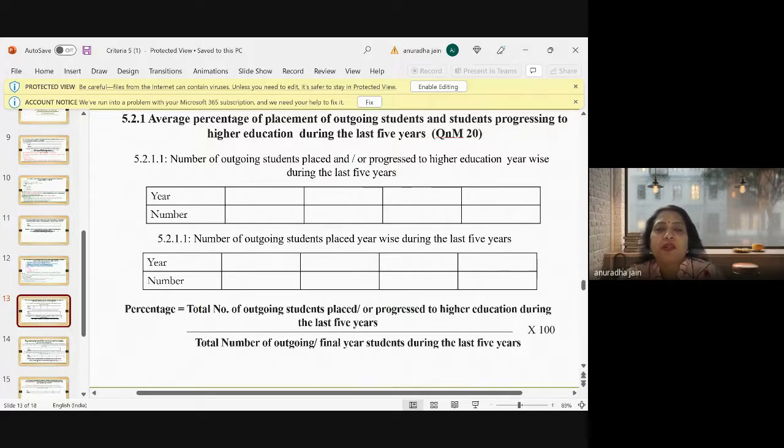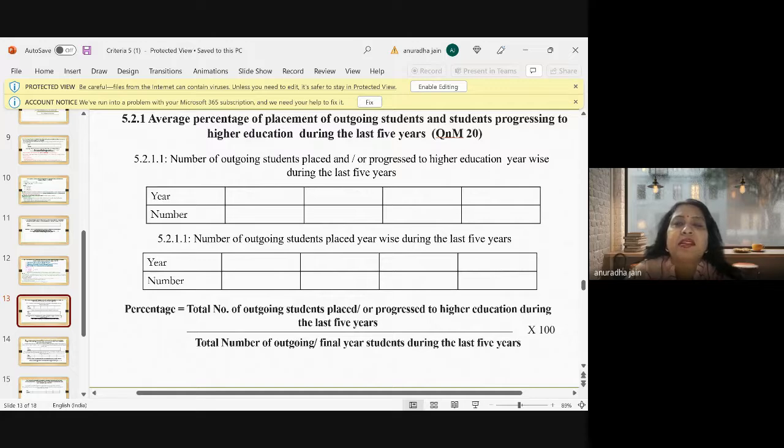There are 2 parts to this. One is about higher education and one is about placement. Because if students are pursuing an undergraduate program, then they may not get placement, they go for higher education. So they are taking both together. In the earlier system, there were 2 different metrics for higher education and placement, but now they have clubbed them together. So first, the number of outgoing students placed or progressing to higher education year-wise during the last 5 years.